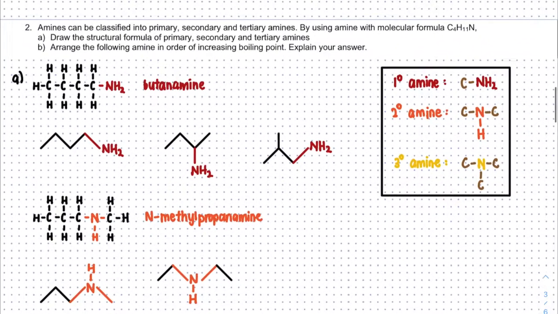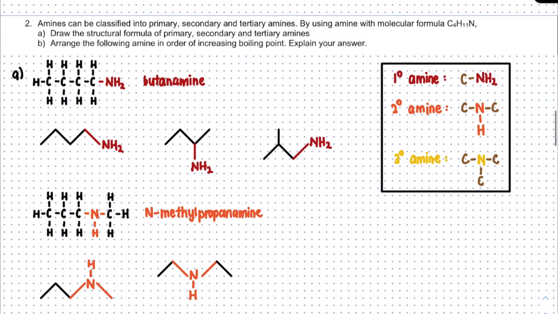Okay, the next question is a past year question. It mentions that amine can be classified into primary, secondary and tertiary amine. By using amine with molecular formula C4H11N, draw the structural formula of primary, secondary and tertiary amine. This time they give us C4H11N, so we have to draw the structure.